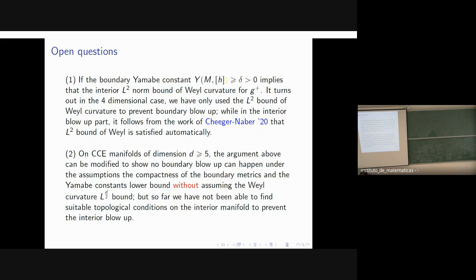And the other thing is that some of this result works in high dimension. It turns out that in high dimension, the difficulty is less on boundary blow up, but on interior blow up. What is the suitable condition to prevent interior blow up is the problem in high dimension, a different nature of problem.